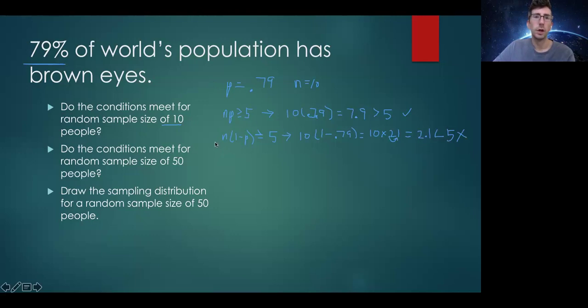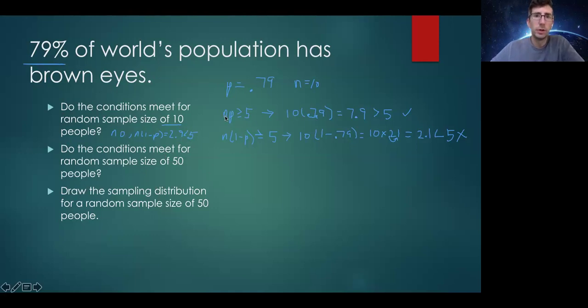So we need both conditions to be met. This one is not. So we would show that work and say no. We could be more specific: n times 1 minus p equals 2.1, which is less than 5.